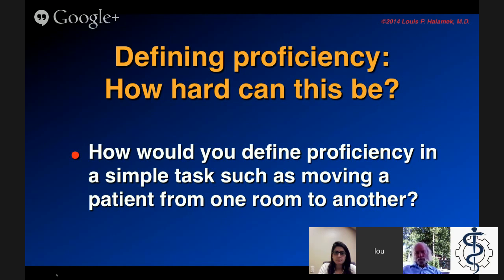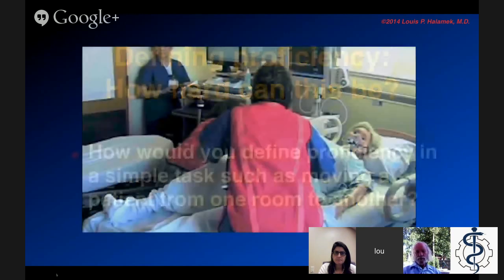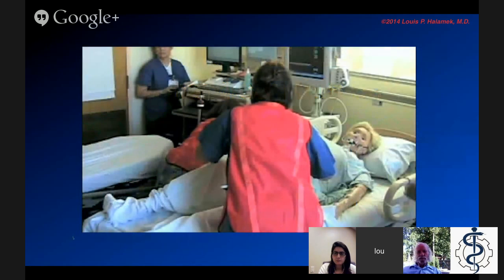So it sounds like it should be a fairly straightforward thing, move a patient from one bed to another and then wheel that patient out the door. But what I want to show you is some of our early efforts to simulate this and to begin to look at the issues that we face. So excuse the appearance of the female mannequin. It's not terribly realistic, but it fulfills the requirements that we need for this particular simulation.